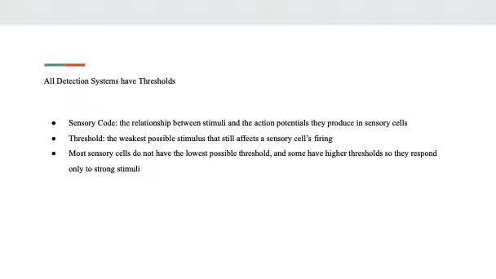All detection systems have thresholds. Sensory code, the relationship between stimuli and the action potentials they produce in sensory cells. Threshold, the weakest possible stimulus that affects a sensory cell's firing. Most sensory cells do not have the lowest possible threshold, and some have higher thresholds, so they only respond to strong stimuli.